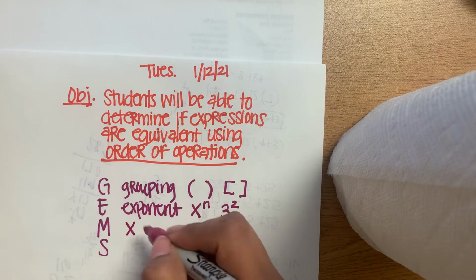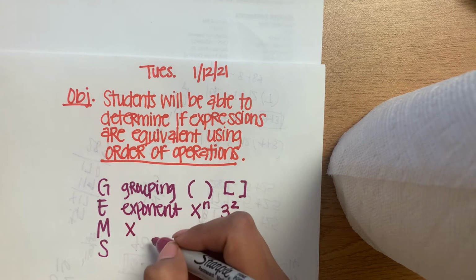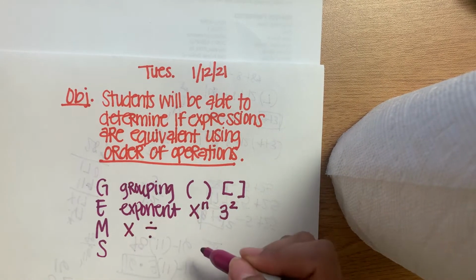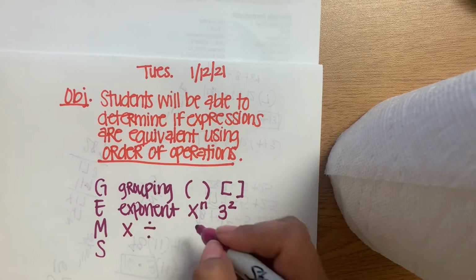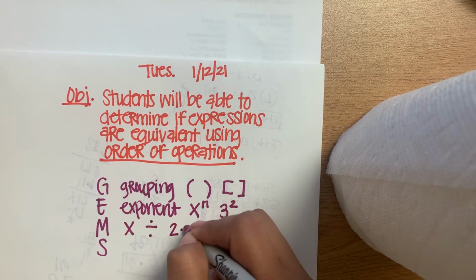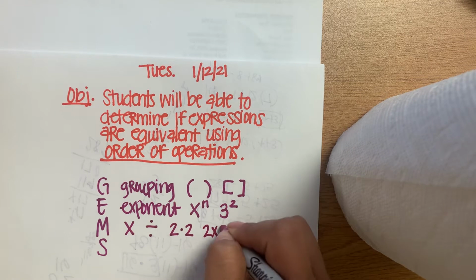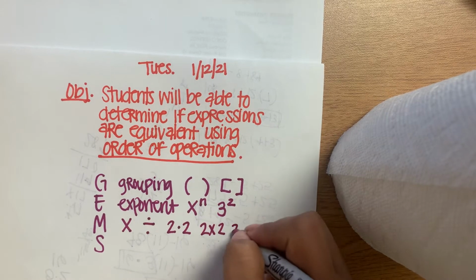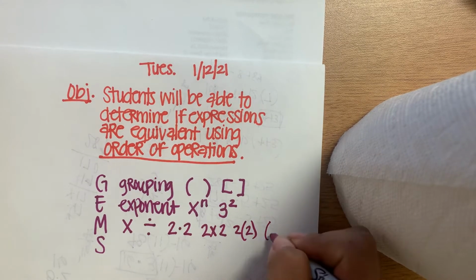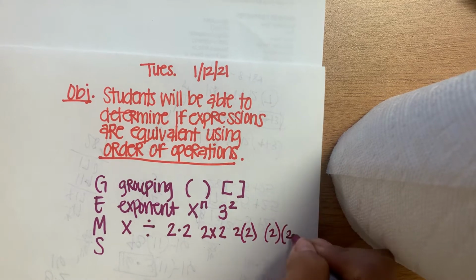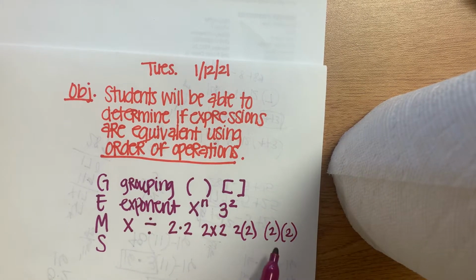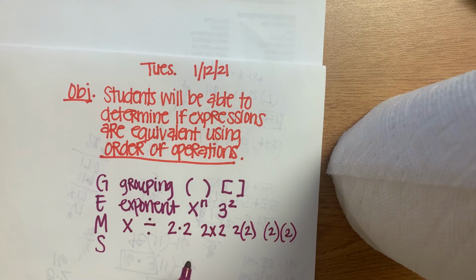Our M is two things. It is multiplication and division. Remember, you will see multiplication with a dot, with an X, or parentheses. These all mean to multiply. Please remember that parentheses and the dot also mean to multiply.